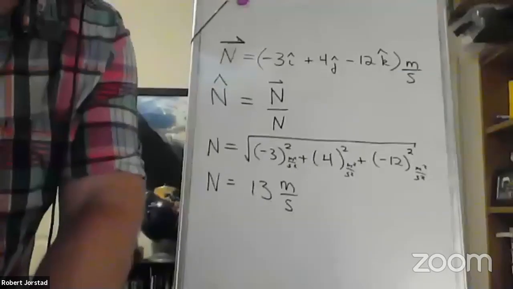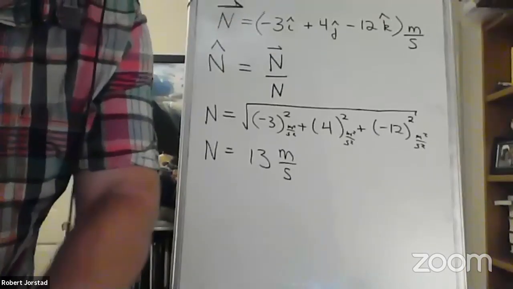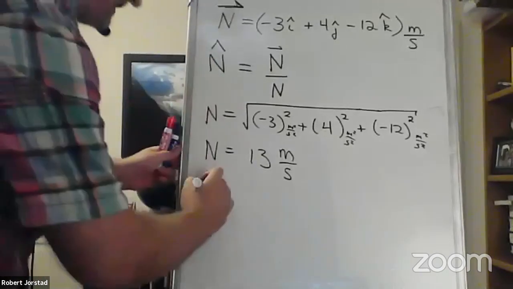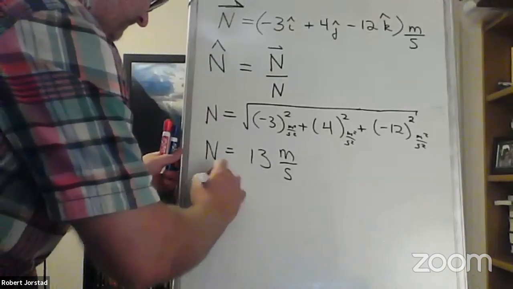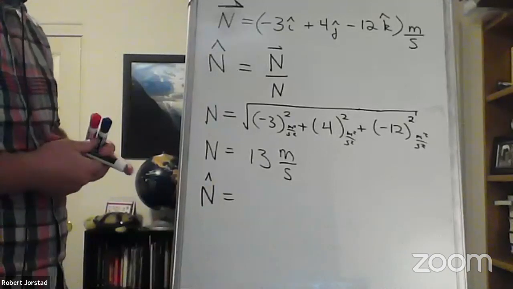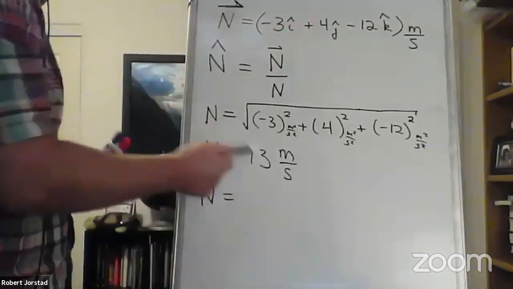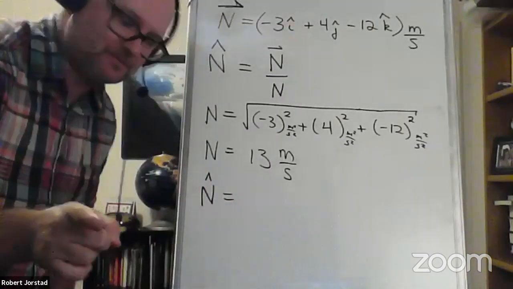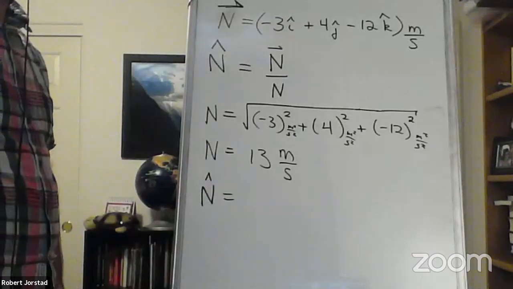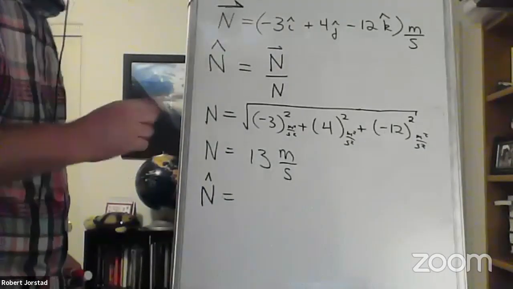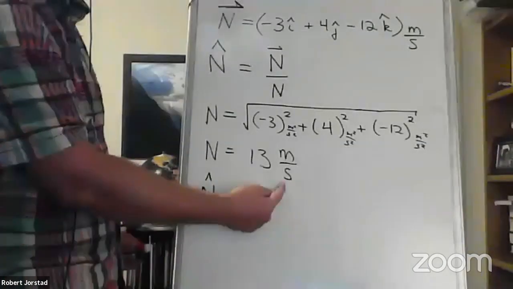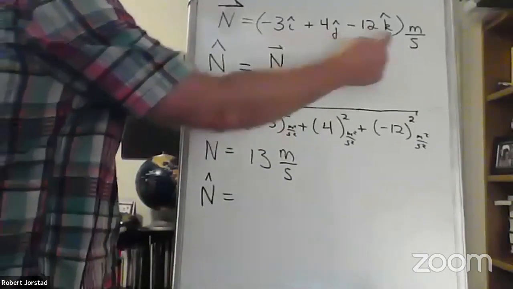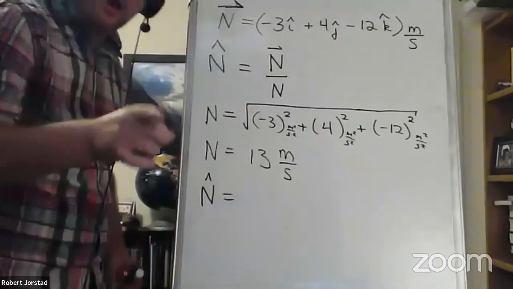Oh, I need a little bit lower too. There we go. Okay, now let's get this n hat. N hat is equal to this vector divided by this. What's going to cancel out? What does every single term have in it? Meters per second. Look, meters per second, meters per second, meters per second. That should drop out, right?